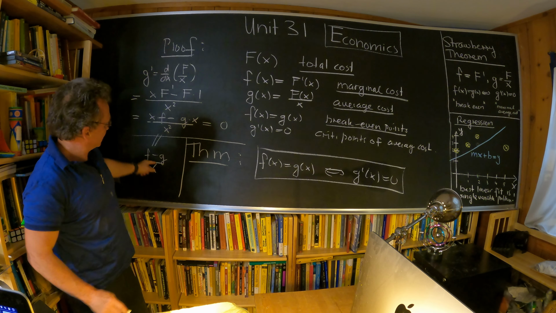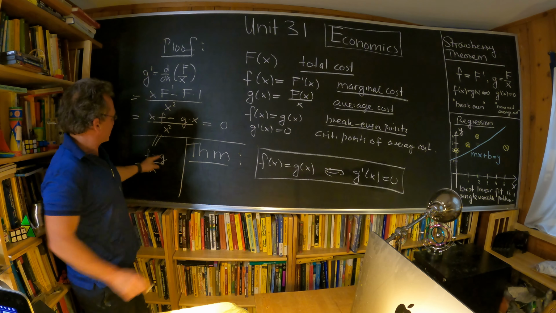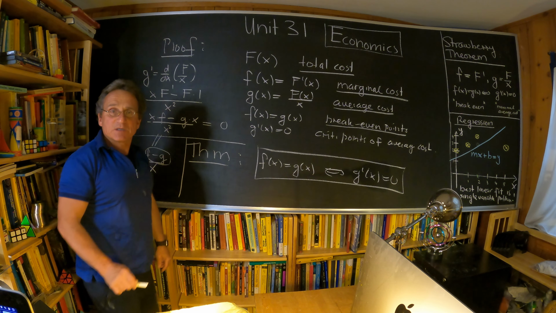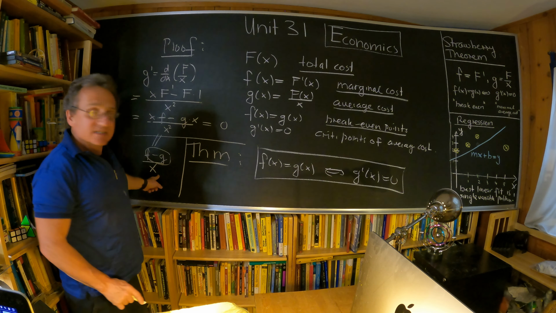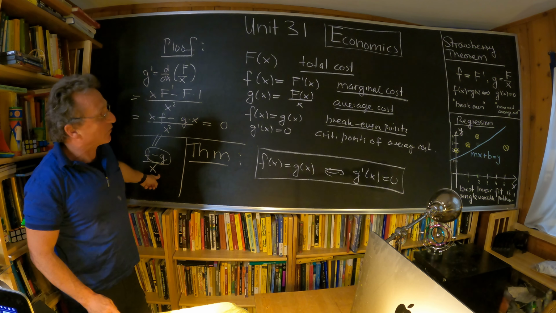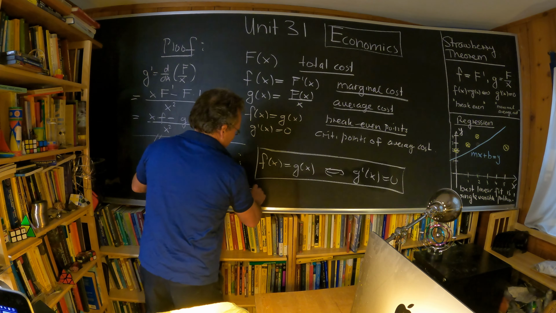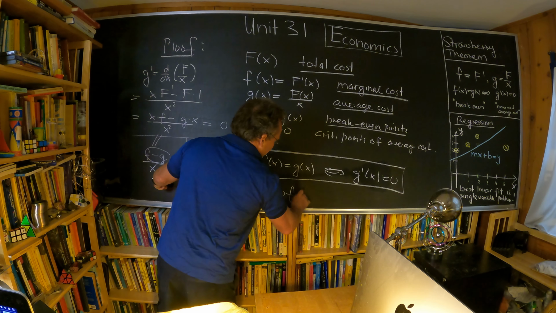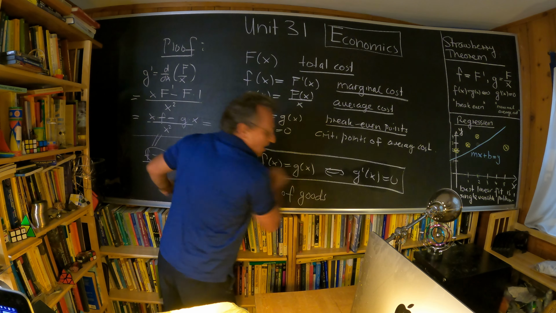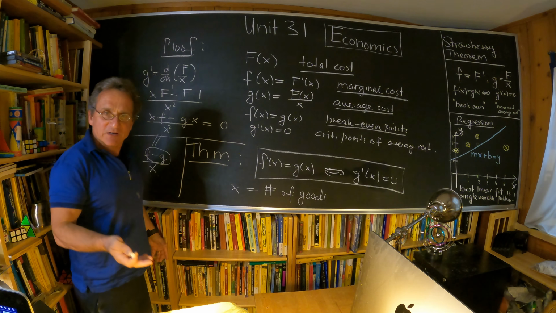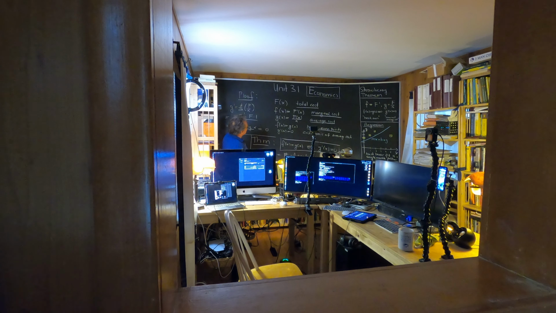And you see from this the result: g prime of x is equal to 0 if and only if f is equal to g. Of course, x cannot be 0, but that's the number of goods usually. So x is the number of goods, like the number of strawberries, and you don't want to have 0 strawberries. So that's the theorem, the Strawberry Theorem. That's the first part of this lecture, and we are going to look at the regression next.